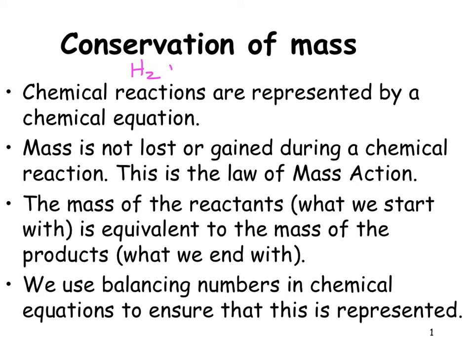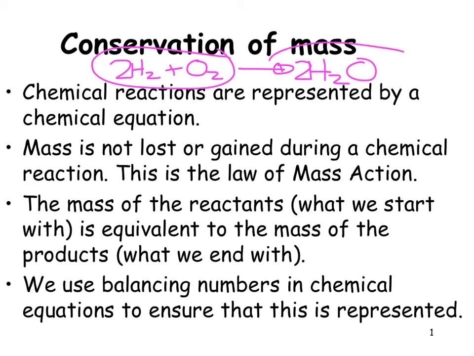So if I had, let's say, H2 plus O2, I would be making H2O. I would need to balance that equation, and all the atoms on the left would be equivalent to all the atoms on the right. We use balancing numbers in order to balance the equations, and we all know how to balance equations at this point.